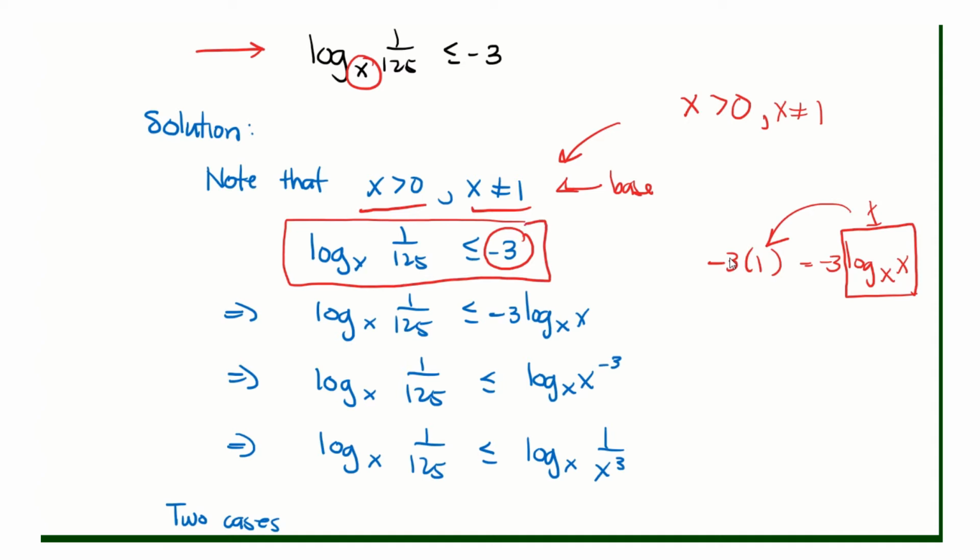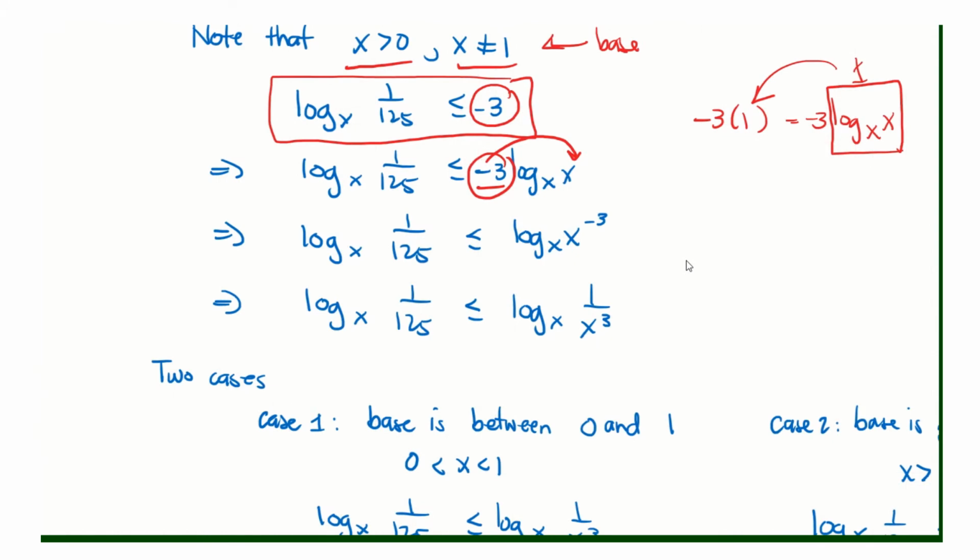Okay, so with that, because you have log base x of x and there's a number here, by the power rule this number can be the exponent of x. So our logarithmic inequality becomes log base x of 1 over 125 less than or equal to log base x of x raised to negative 3. And from here you simplify that expression with a negative exponent, by properties of exponents, it becomes 1 over x cubed. And this is the time that we will be relating these two expressions.